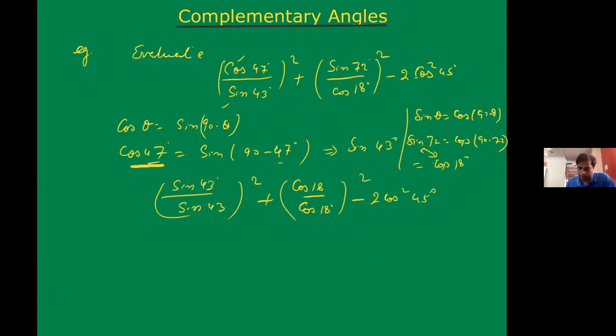Now here, the terms will get cancelled, so 1 square is 1, plus 1 square is 1, minus 2 cos square 45 degree. We know cos 45 is 1 by root 2, whole square. So it will be 2 minus 2 into (1 by root 2) whole square, which is 1 by 2. So this will be 1. This is the answer.